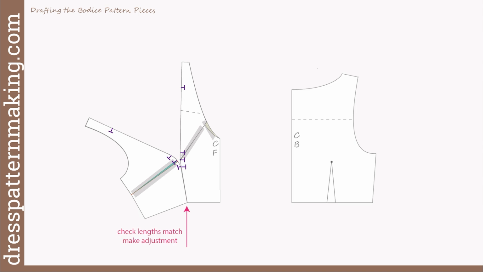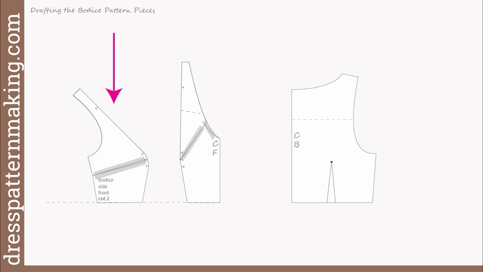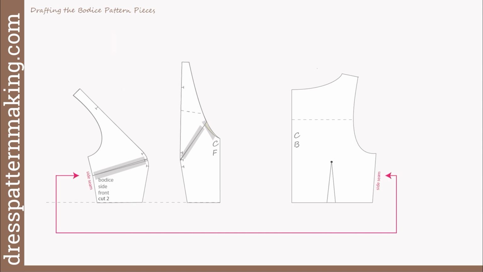If you ever do need to make an adjustment, you can split the difference, so add half the difference to one and minus half the difference to the other. So now I'll finish off the side front pattern piece. First I'll check that the side seam length matches the back side seam length as they are adjoining pattern pieces.